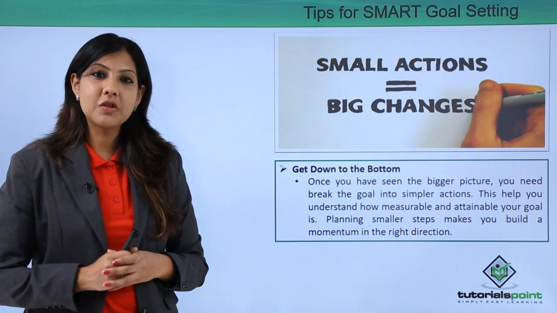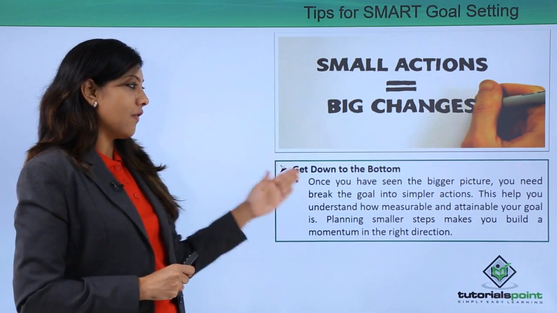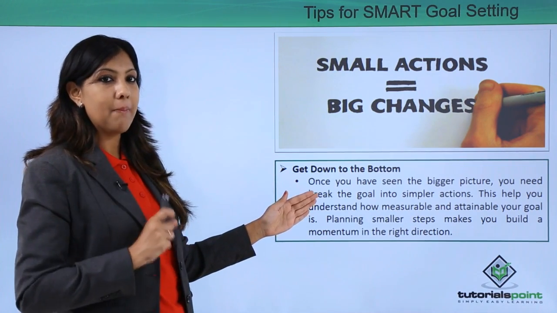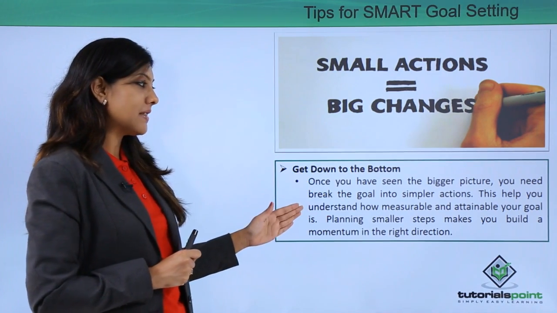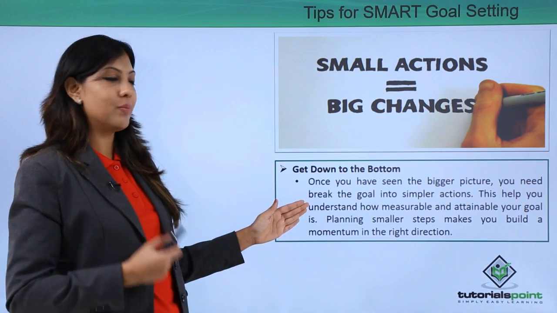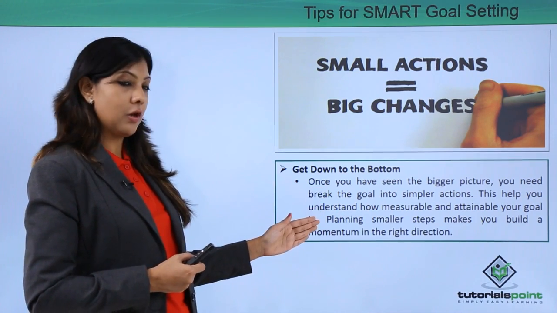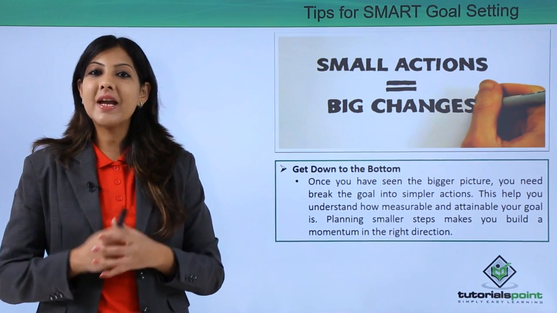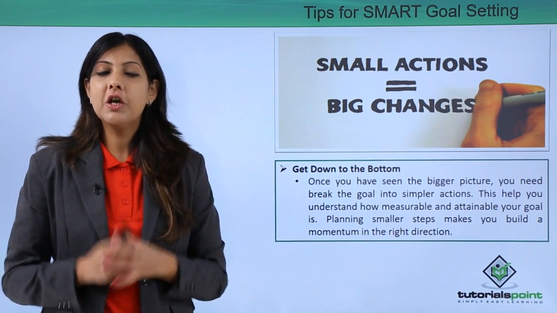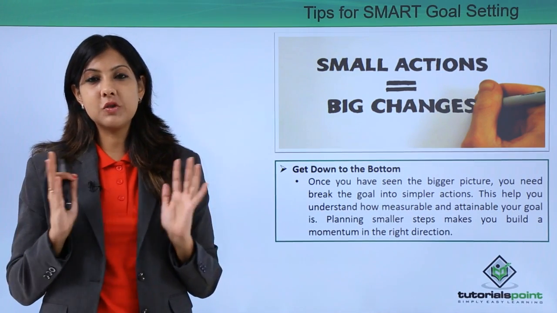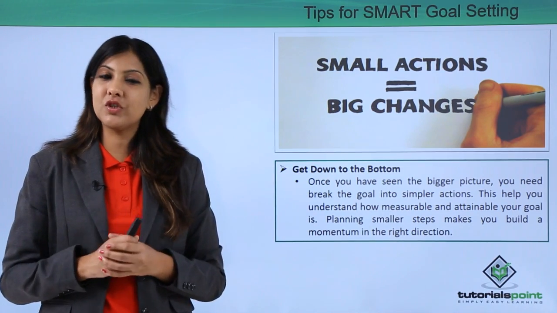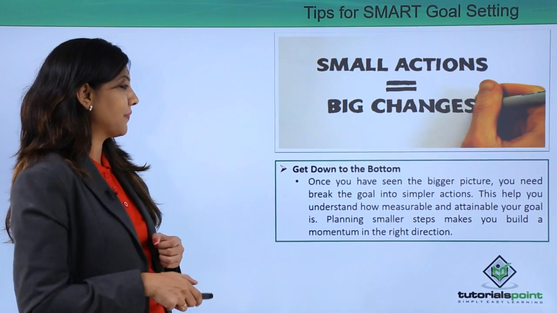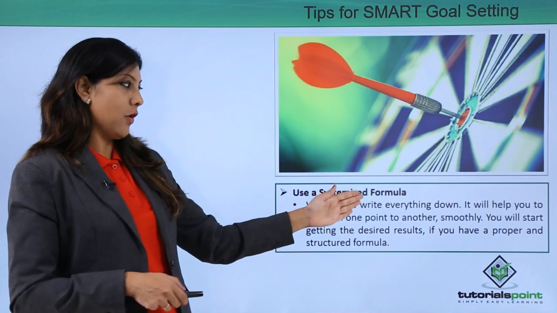Second is getting down to the bottom. Well, this is what it means. Once you have set the big picture, you need to break the goal into simple, small, measurable actions. This will help you understand how you can make your goal measurable and attainable. Planning smaller steps makes you build the right momentum in the right direction. So always break up your bigger goals into smaller actionable plans, which is easy to make sure that you can carry it out.